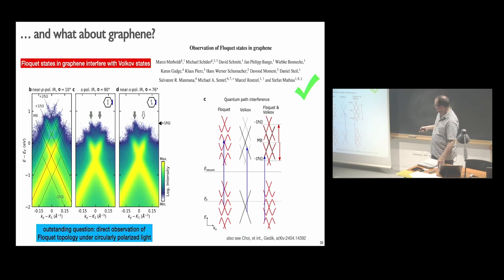But there's an outstanding question, namely the direct observation of Floquet topology under circularly polarized light that has not been done yet. This is linearly polarized light here. There's no breaking of time reversal. There's no gap opening at the Dirac cone here.